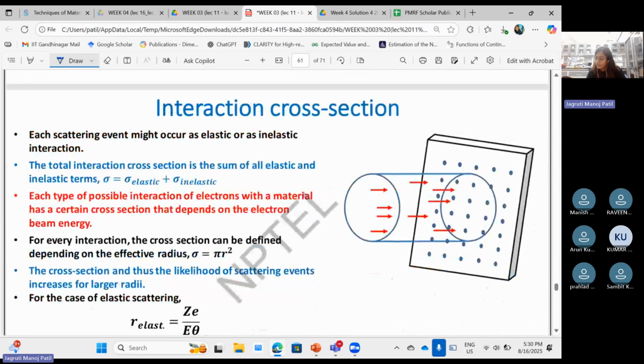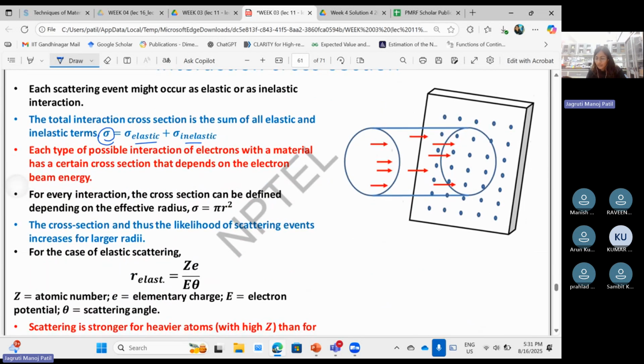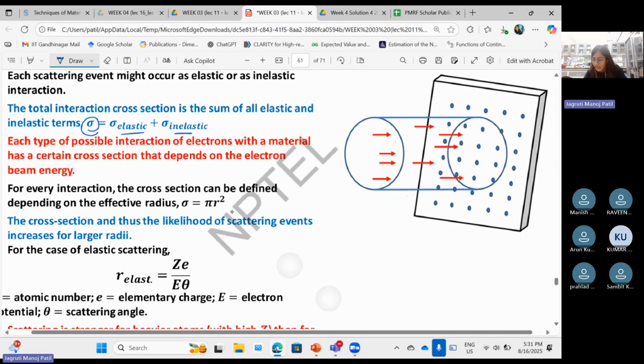Okay, so this interaction is either elastic or inelastic. And there's also a case where, for a simplistic assumption, if we assume it a sphere, we'll only have one factor to deal with, that's the radius, so that's pi r square.